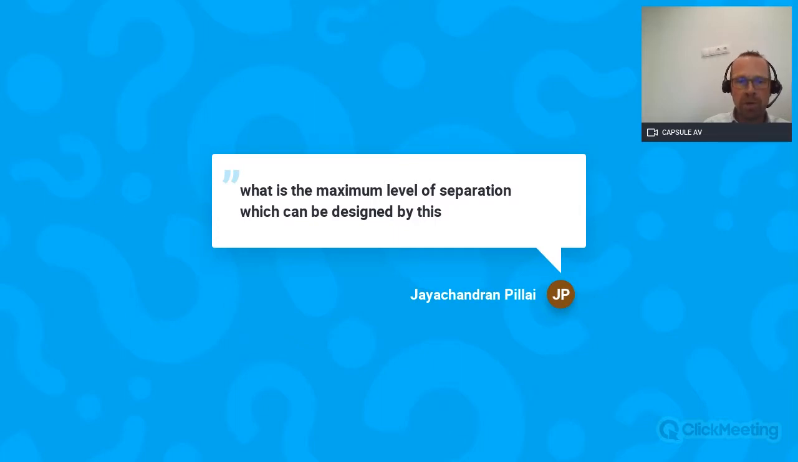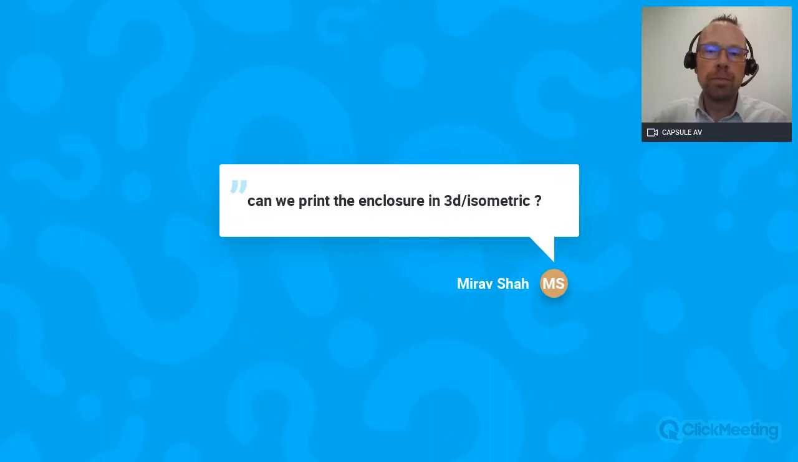Eba, can you move to the next question? Can we print the enclosure? Yes, you can print the enclosure in 3D isometric also. And when you export the DWG file, it's a 3D drawing that you export.